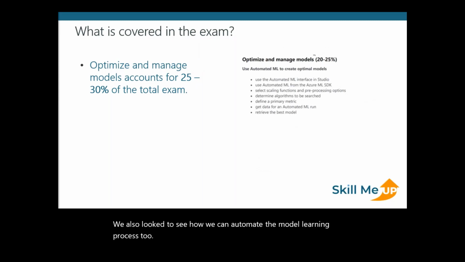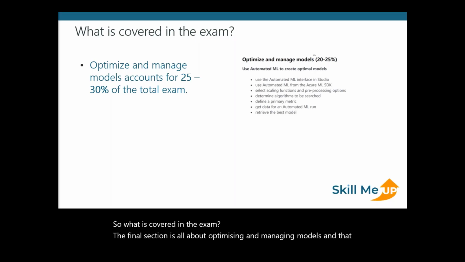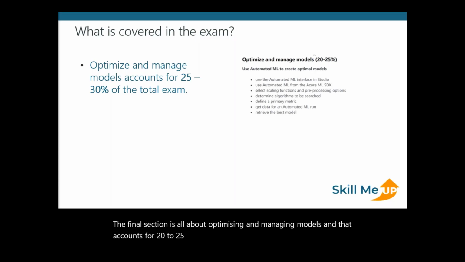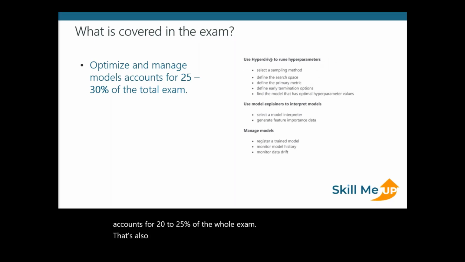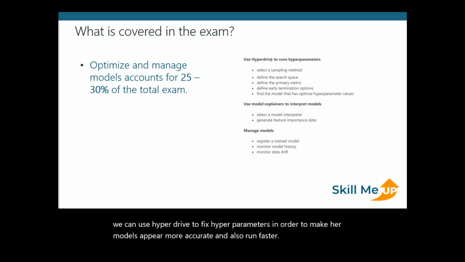So what else is covered in the exam? The final section is all about optimizing and managing models, and that accounts for 20 to 25% of the whole exam. That also involves configuring some Azure components, such as how we can use Hyperdrive to tune hyperparameters in order to make our models more accurate and also run faster. We also want to see how we can manage models. For example, we can manage the model history.